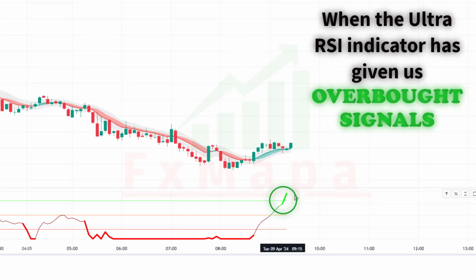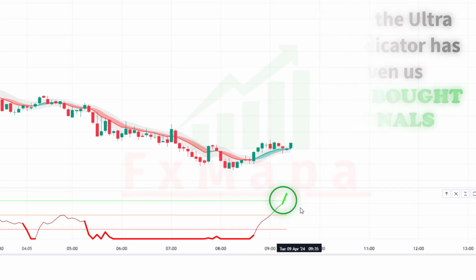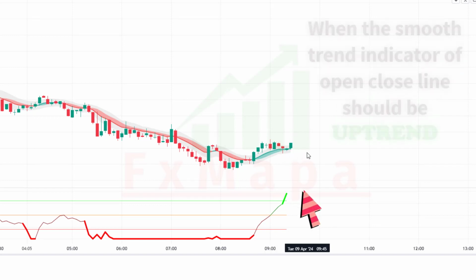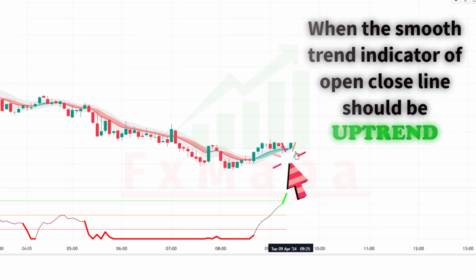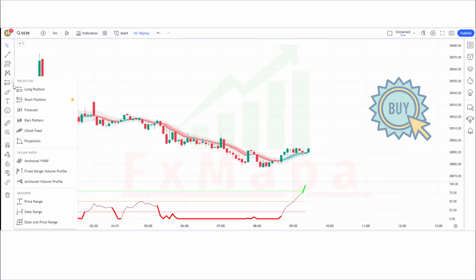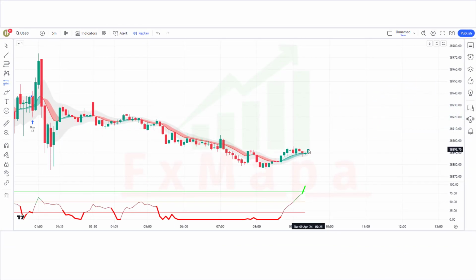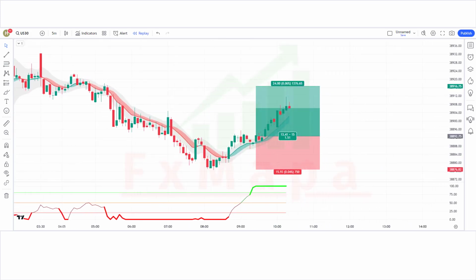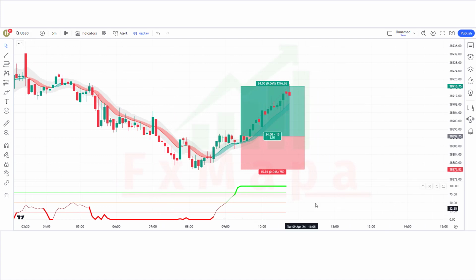Now, let's understand the concept where we will take buy and sell trades based on their conditions. When the Ultra RSI indicator has given us overbought signals, when the market forms a bullish candle, when the smooth trend indicator of open close line should be uptrend. If this condition is fulfilled, then we will place a buy order. Our stop loss will be placed at the previous low of the market, and the risk to reward ratio will be 1:1.5. The market has completely hit the target.